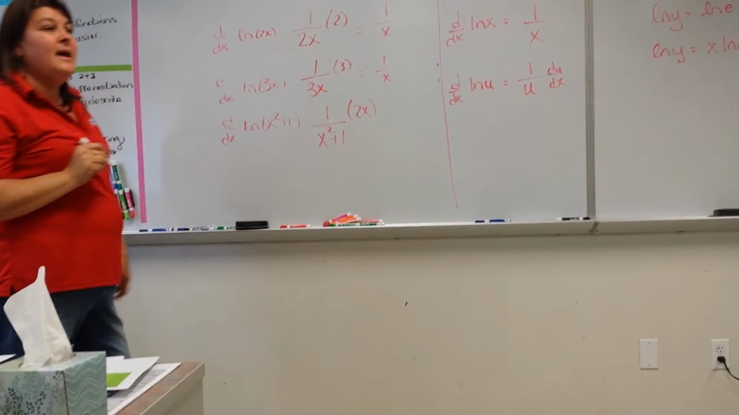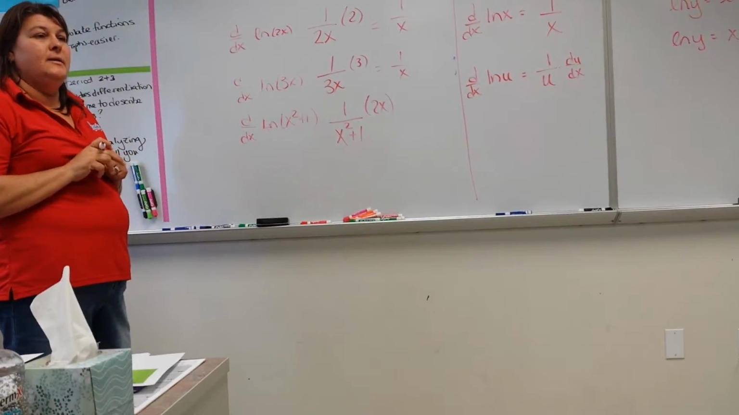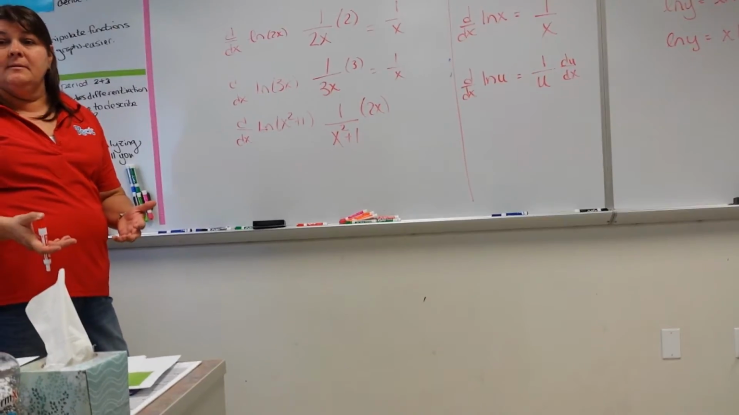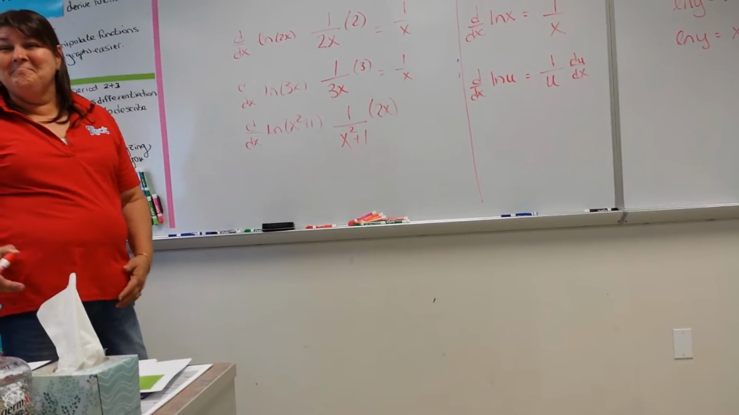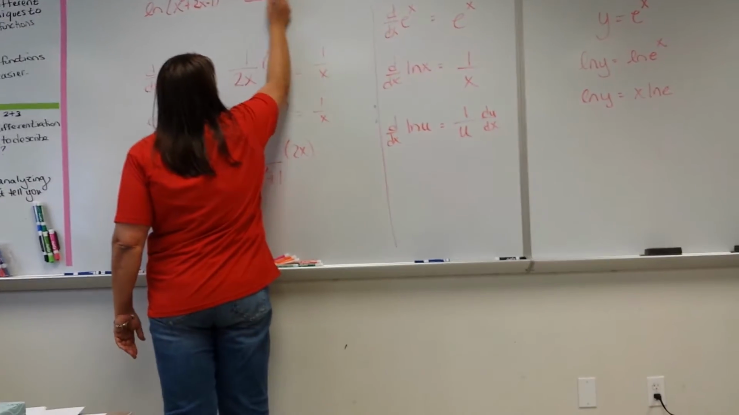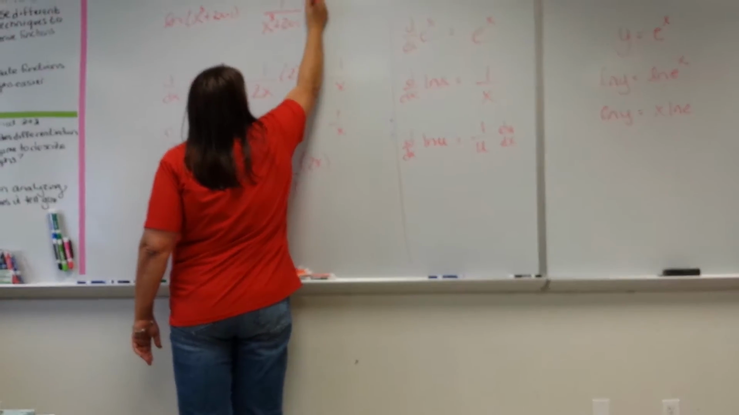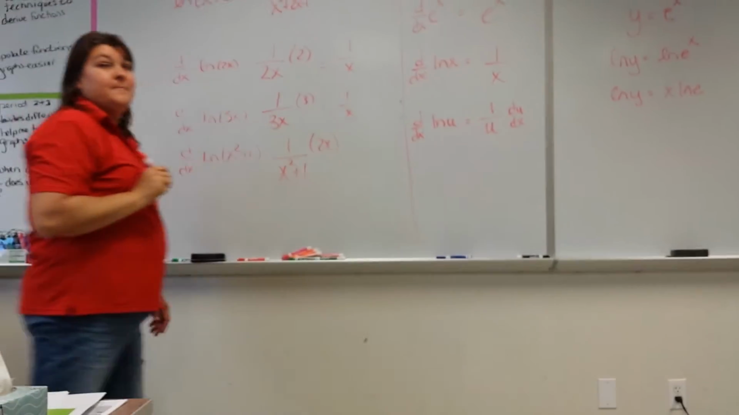Okay, how about that guy? ln of x cubed plus 2x minus 1. Is it 1 over it times 3x squared plus 2? Yeah, that's it. So it's 1 over it, whatever it is, times 3x squared plus 2. You just leave it like that?